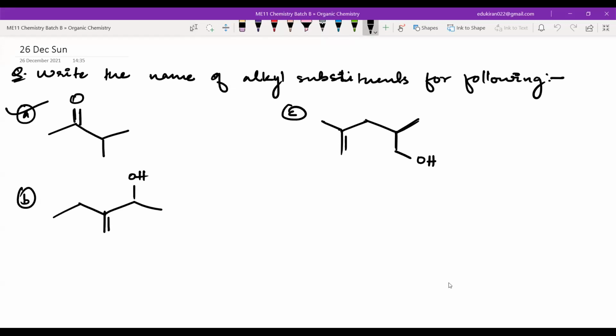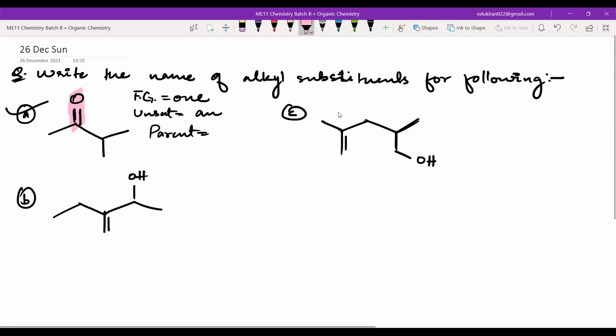Okay. So those who cannot do, please see here. This is C double bond O. That is why the functional group will be al. And we can't see any double bond or triple bond. That is why unsaturation will be an, and the parent: I will start from this terminal end of the carbon chain and go till here. This is 1, 2, 3, 4. That's why this will be but.